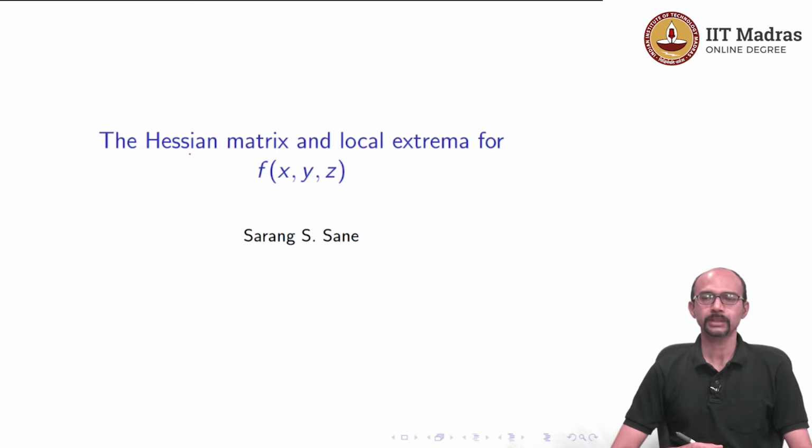This video is about the Hessian matrix and local extrema for f(x, y, z). In the previous video, we have seen the Hessian test to classify critical points for the function f(x, y). In this video, we will see the same or an analogous test for f(x, y, z). As you can see, as your number of variables increases, the test becomes a bit harder, which is why we have these separate videos.